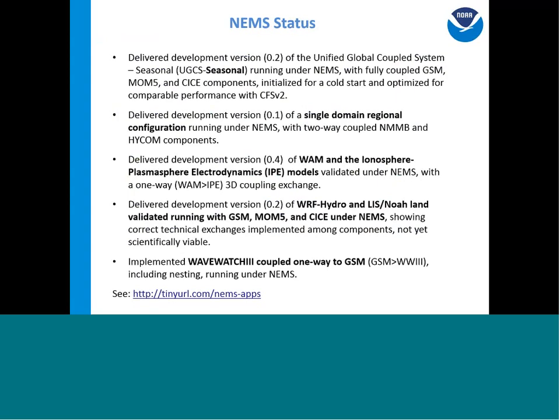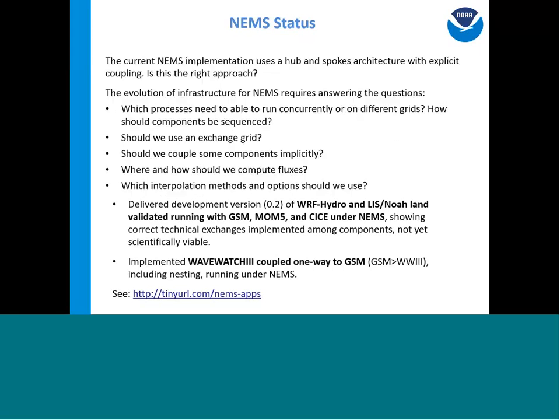So the current status is that we have initial prototypes of a seasonal system, of a single domain regional configuration, of a one-way upper atmosphere to ionosphere configuration. The hydrology and land is on a slower path than most of the others, so all we've really done there is bring the components in and demonstrate technical coupling. And lastly, there's a wave coupled one way to the atmosphere, atmosphere to wave, and initial versions of all of those have been prototyped.